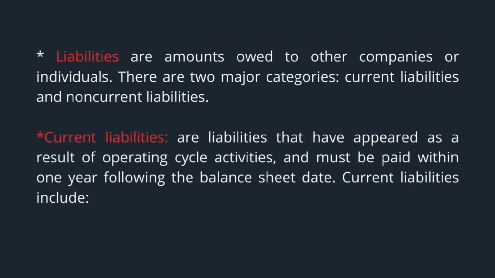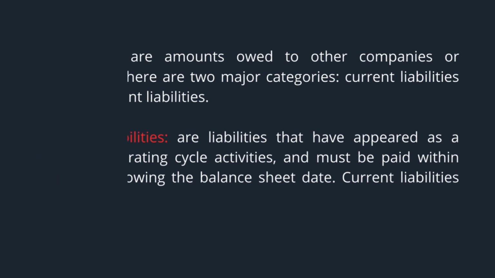Liabilities are amounts owed to other companies or individuals. There are two major categories: current liabilities and non-current liabilities. Current liabilities are liabilities that have appeared as a result of operating cycle activities, and must be paid within 1 year following the balance sheet date.